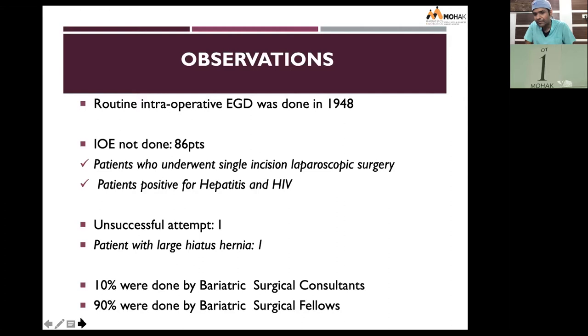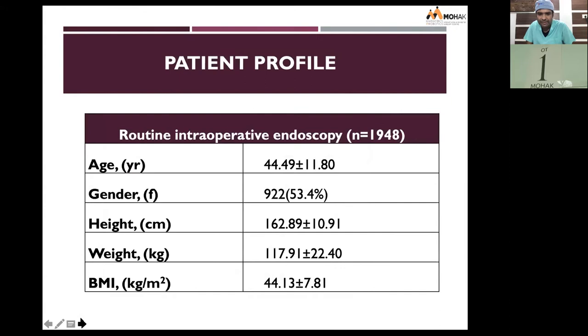The average age was around 44 years. 53% of our patients were females and the rest were males. The average weight in this group was 117 kilos, and the average BMI was 44.